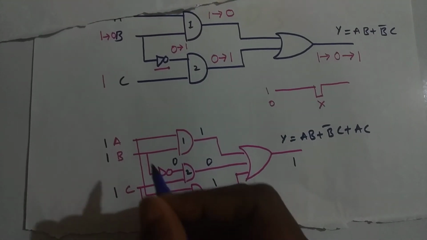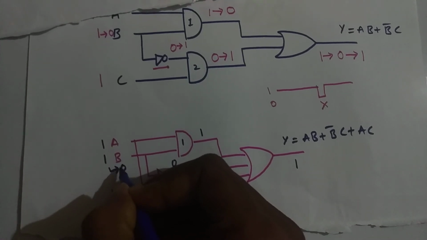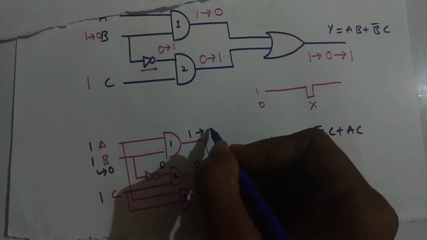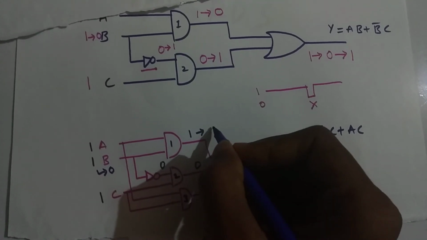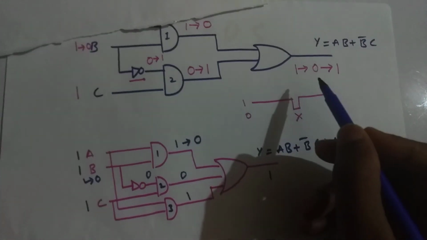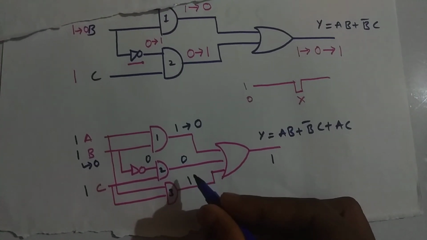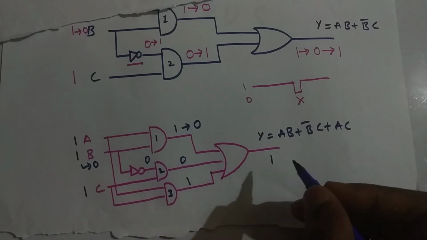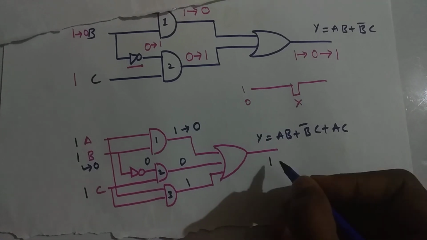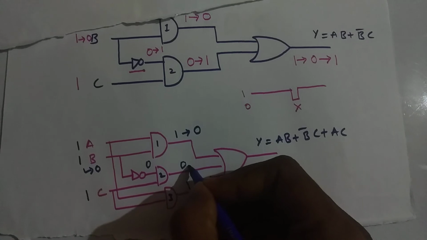But now we need to change B from 1 to 0. Since we are changing from 1 to 0, this will change faster than the rest of the things because it does not have the propagation delay of the NOT gate. So it will go to 0. In the previous case, when it went to 0, the output went to 0. But here we have an extra term which is saving us, that is 1 is remaining over here. As a result, the output will not change from 1 to 0. It remains at 1, and after a while, this will change.